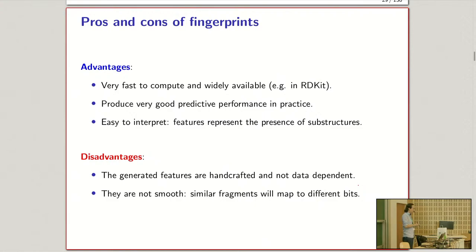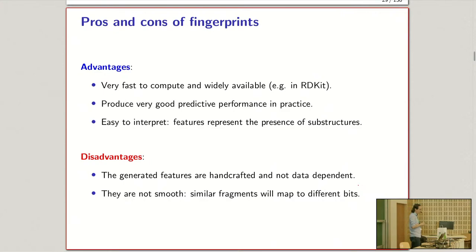The other thing is that they are not so smooth. For example, if you have two fragments that are very similar, but they only change maybe in one atom, your hashing function is going to map them to completely different locations in your binary vector. That can be an advantage or not. It depends on the problem. But it's something to take into account: two very similar fragments will be mapped to very different locations in the fingerprint.